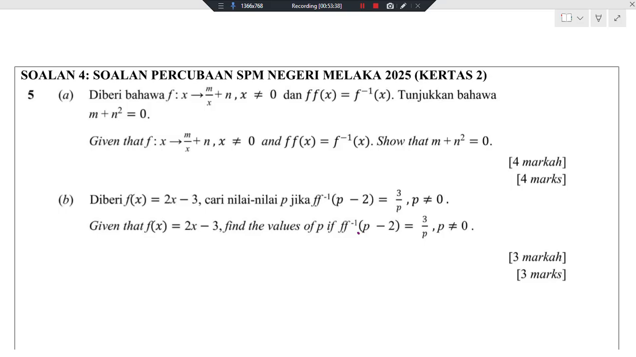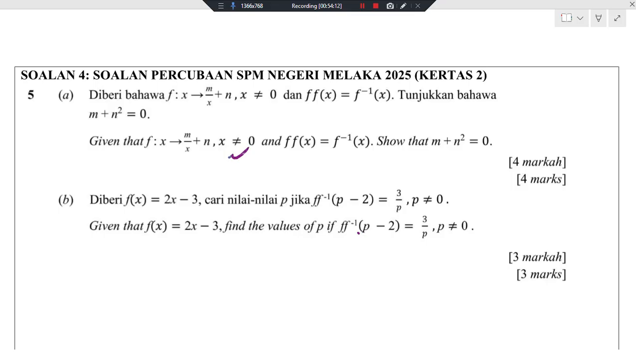Okay. This is something we call HOTS. Kalau you buat composite, tiba-tiba dia jadi inverse pula. Tak tahulah kat mana dia dapat macam tu. Okay. Show that m plus n square equals to 0. Okay. Jadi ini yang dikatakan. Betul tak? Jadi apa yang saya boleh buat? Kenapa dia color-color? Oh my god. Okay. Right.